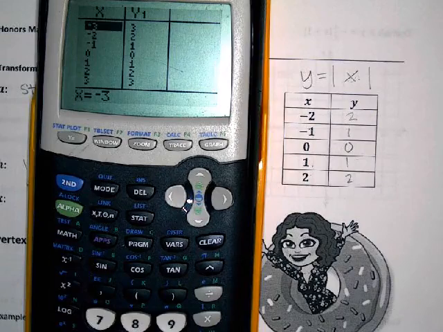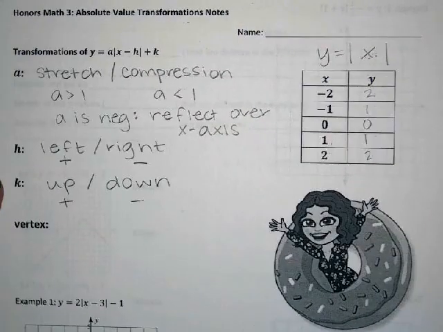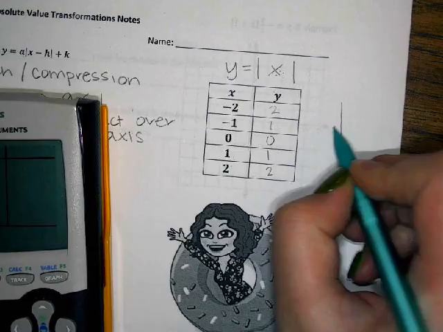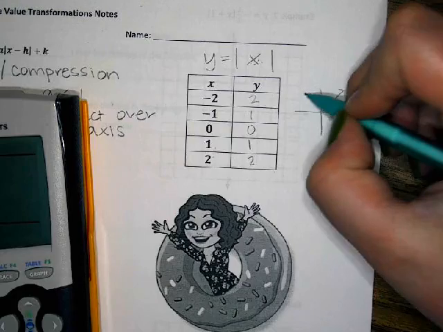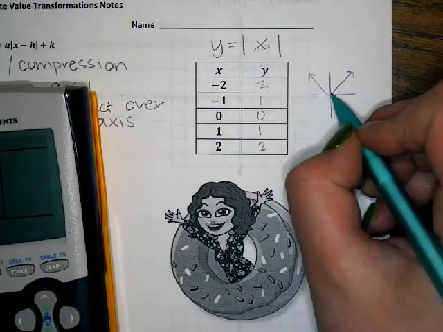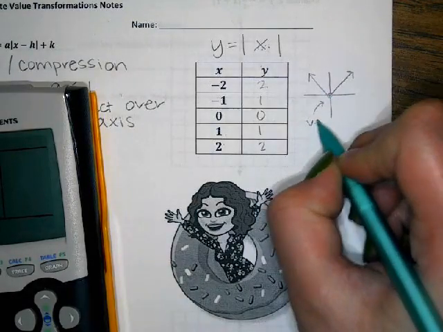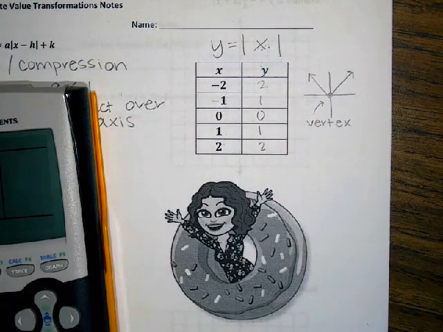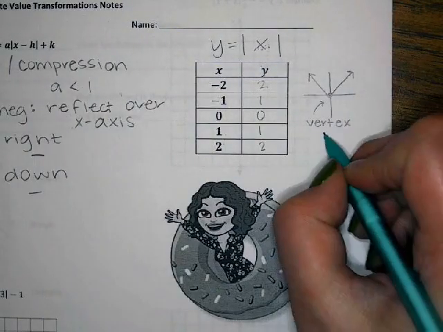Yes? Okay. All right. So here we have a perfect V-shaped graph. I'm just going to draw a little sketch of it over here. Okay. And then right here in the middle of that V-shaped graph, we have a point that is called the vertex. And so on the parent graph, the vertex is at the point 0, 0.